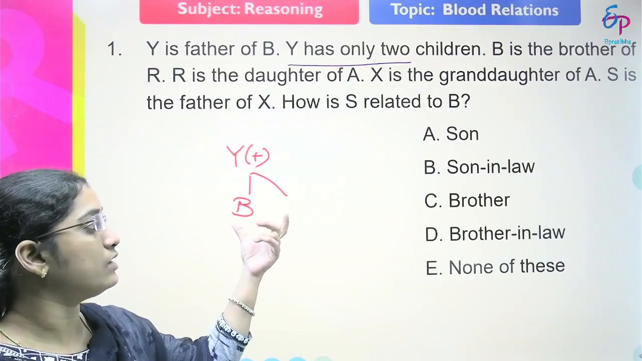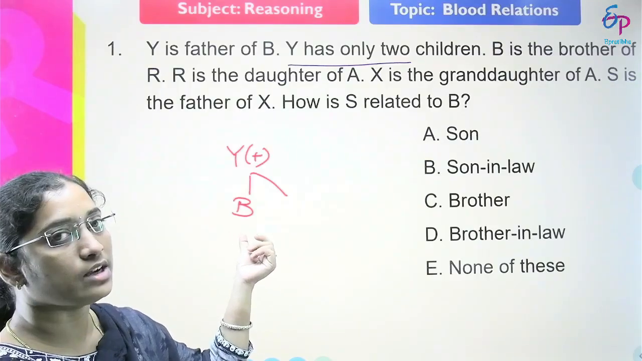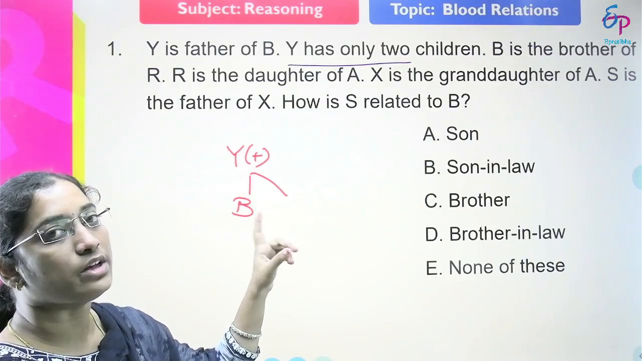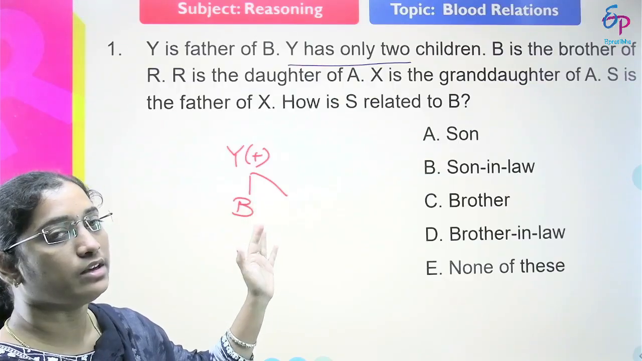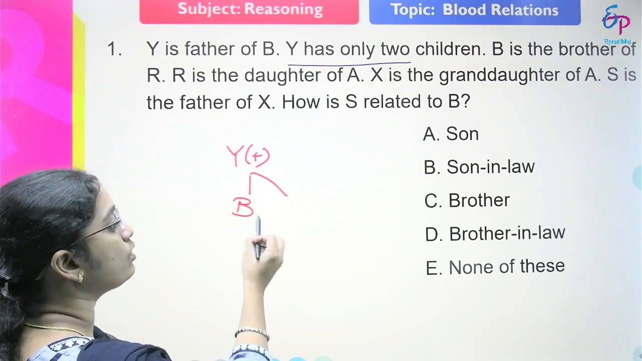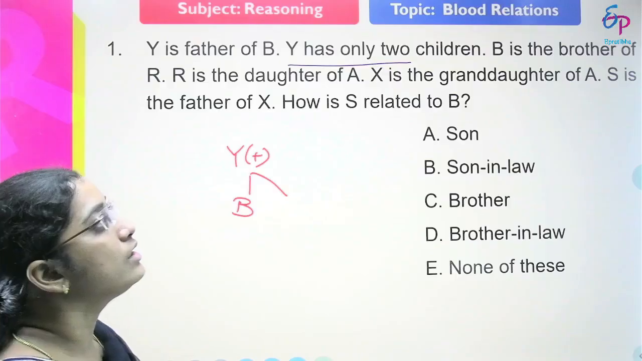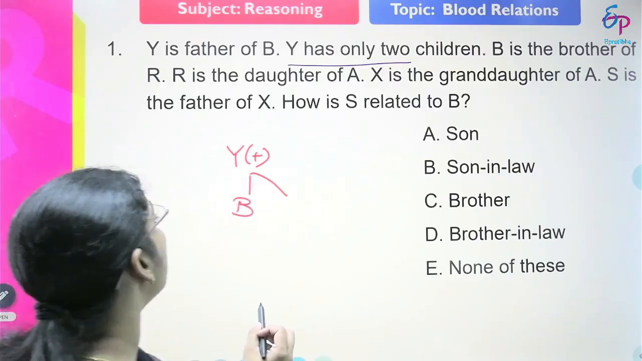Okay, that means we are already getting one child for Y. So we need to take only one chance for taking a child of Y, right? But we don't know the gender of these two children. Okay, then next, B is the brother of R.